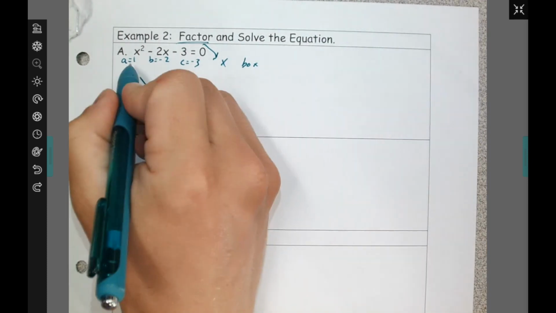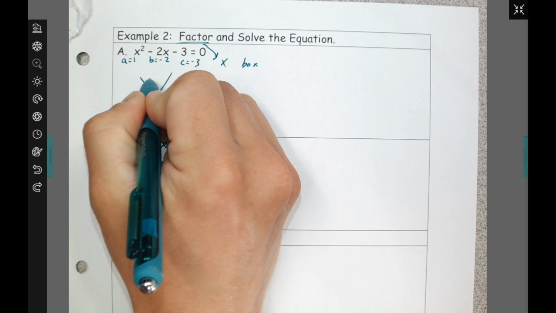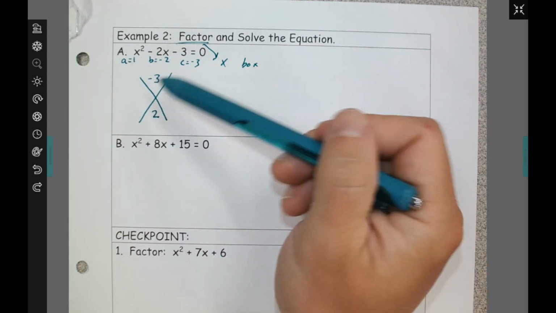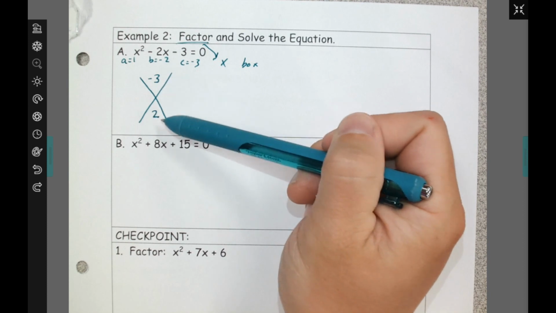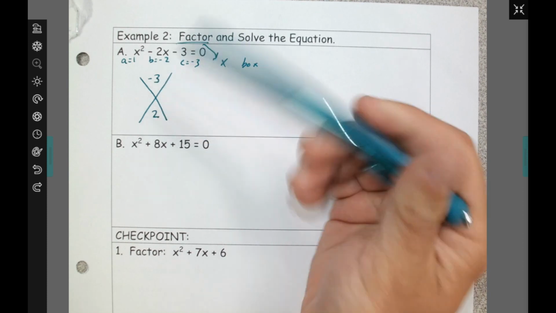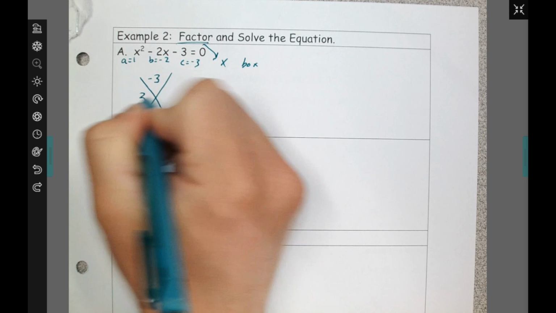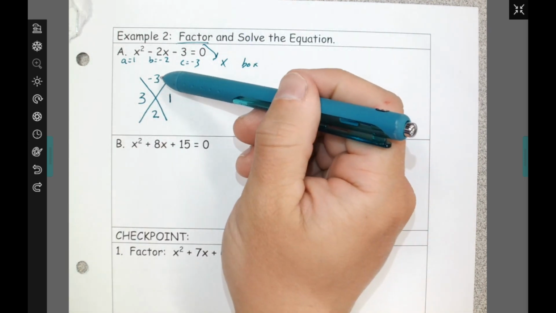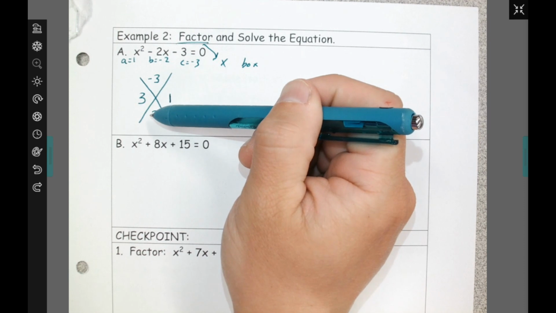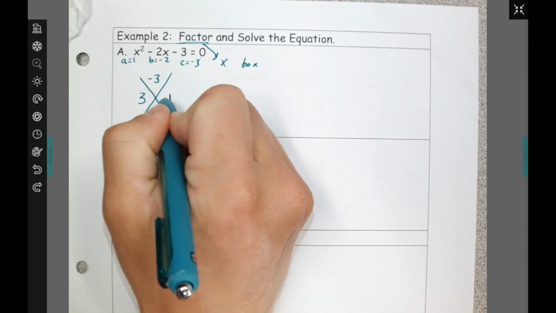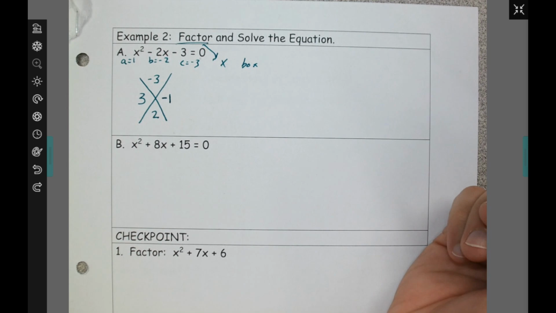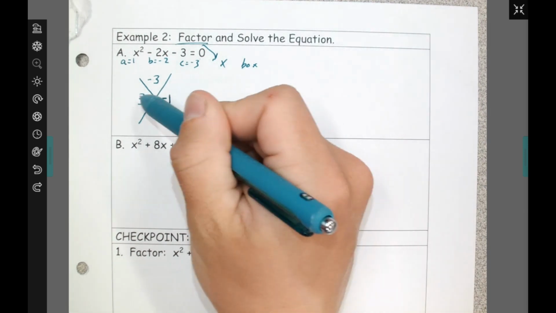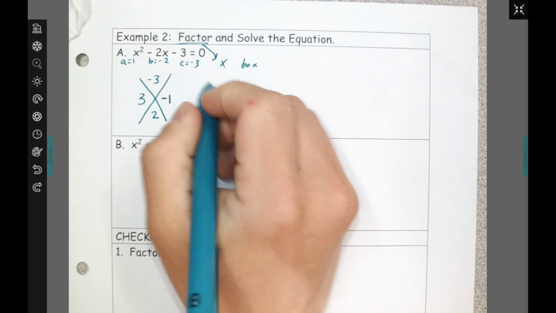Up top goes my A times C, so 1 times -3 is -3. Down below goes our 2. So now we're thinking, what multiplies to give me -3 and adds to give me a 2? So it has to be 3 and 1, because 3 is prime. And then I need to multiply to get negative, add to get a positive 2. So if that's the case, my 1 has to be negative. Okay, so 3 times -1 is -3. 3 plus -1 is 2.